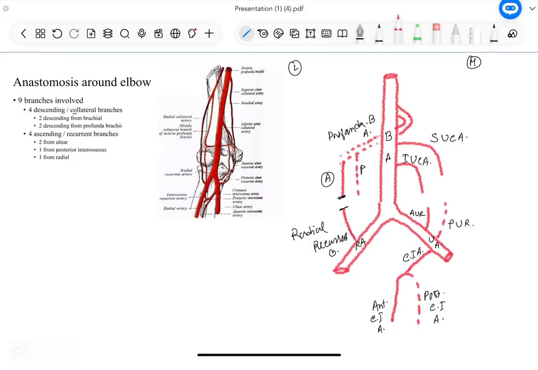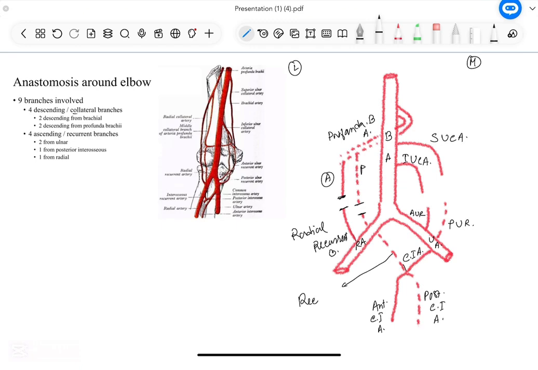Then the posterior descending branch, it's coming down and behind the medial epicondyle, it will make anastomosis with a branch which is coming from the common interosseous artery. And again it is also going behind the medial epicondyle. So the posterior descending branch will make anastomosis with the branch which is coming from the common interosseous artery. It is called the recurrent interosseous branch.